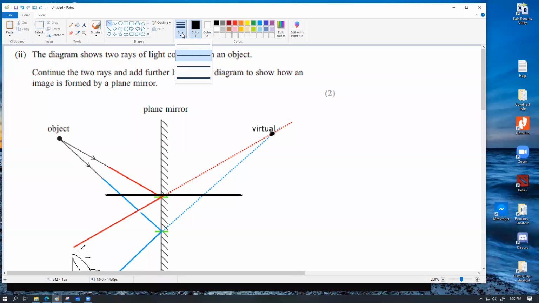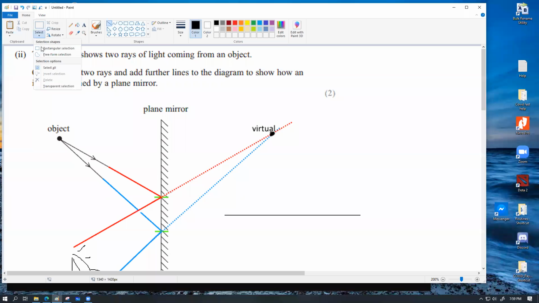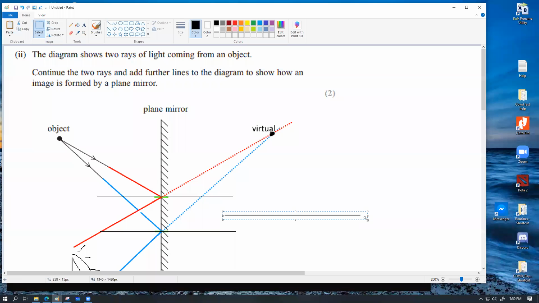This is a bit too thick, so let's go for the thinner option. Works for me. So I just drew two normals simultaneously because I need both of them.